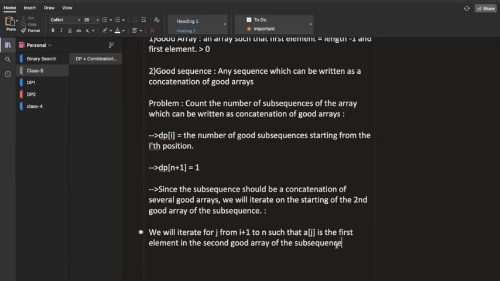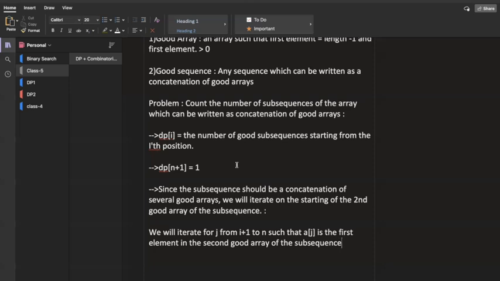So if this is not clear, you can ask again. The thing is that we know that any good subsequence which starts at the ith position is a concatenation of several good arrays, right? So we know that the first good array starts at the ith position, but we don't know where the second good subarray starts, right? So we will iterate on the position j, and j is the position where the second good array is starting. Right?